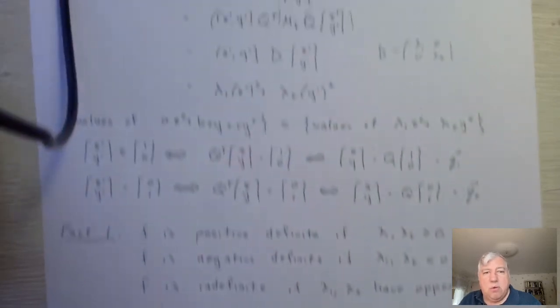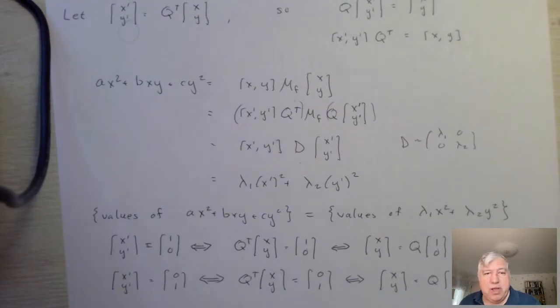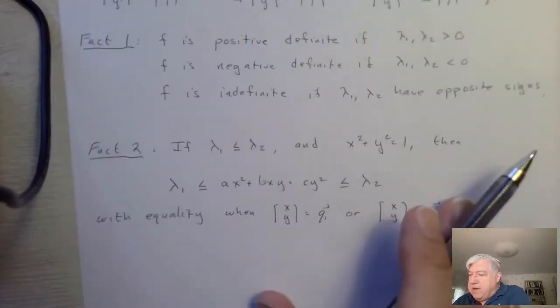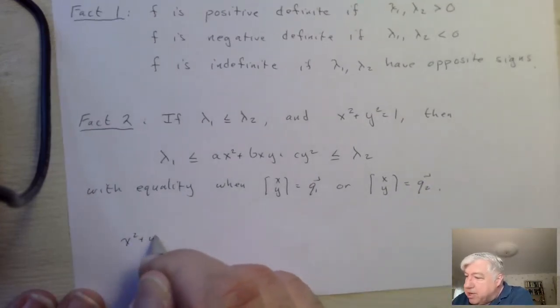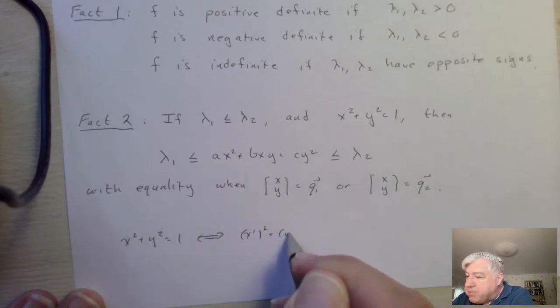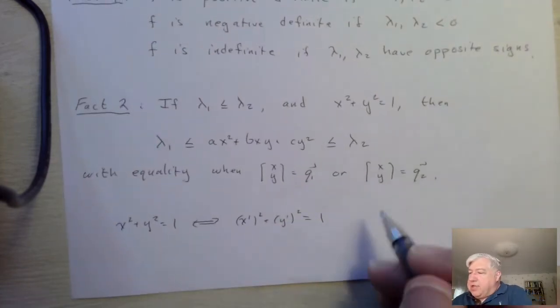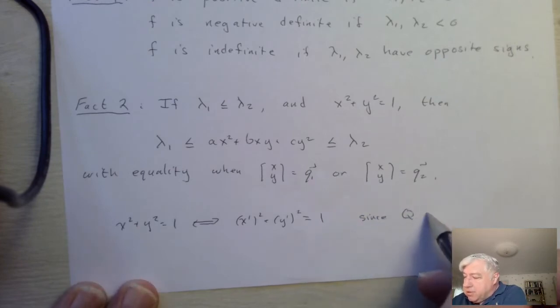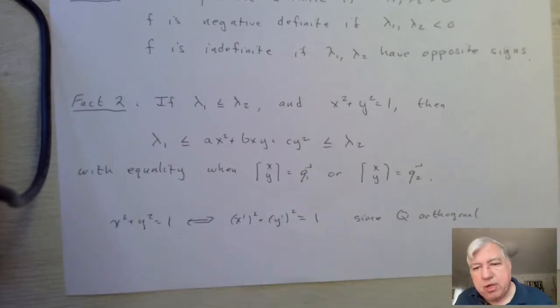Okay. Now, I think we can see that, because the main idea here is that Q is an orthogonal matrix, remember x squared plus y squared equals 1 if and only if x prime squared plus y prime squared is equal to 1. And that's since Q is orthogonal. Remember that formula said that a vector x and Qx have the same length, so that's what's going on here.